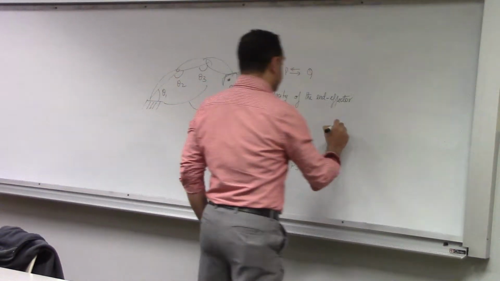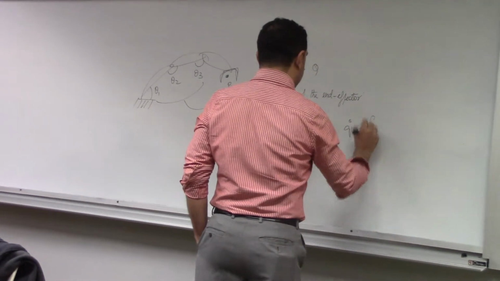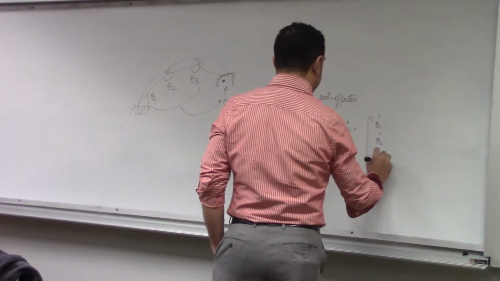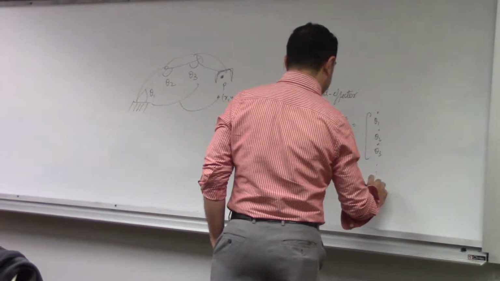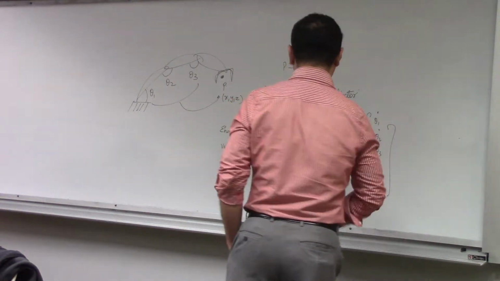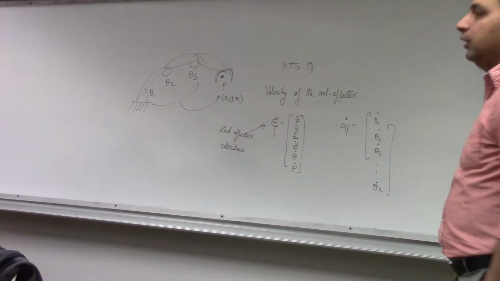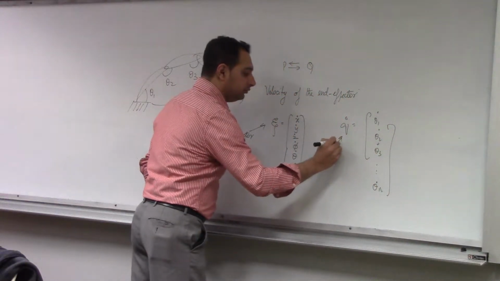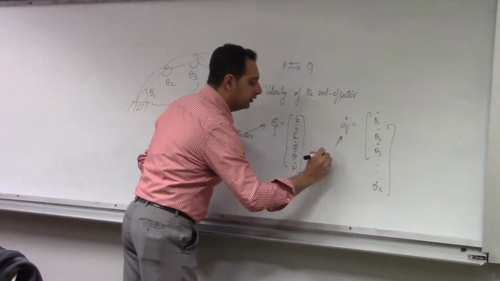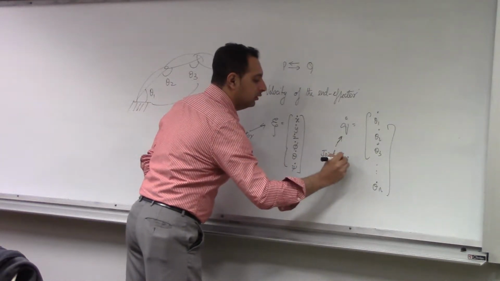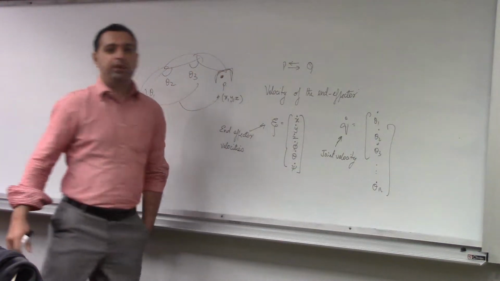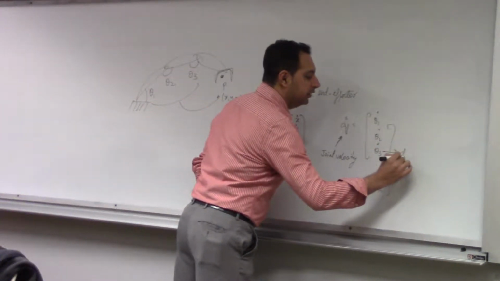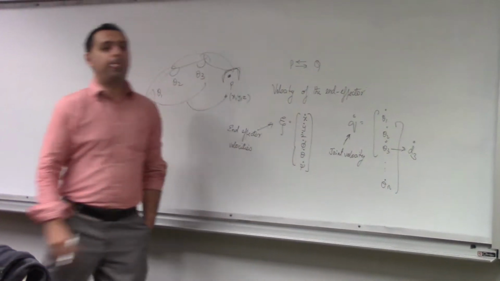Similarly, we'll write Q dot. Q dot is nothing but the rate of change of joint angles. So θ1 dot, θ2 dot, up till θn dot. Right? So we want a relation between eta, which is your end effector velocity, and this, which is joint velocity. Now, one of these can be a prismatic joint. So if it's a prismatic joint, you'll have d3 dot, okay?